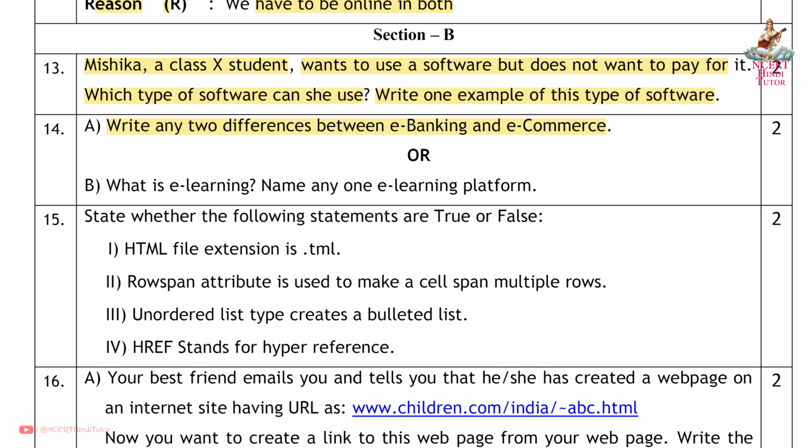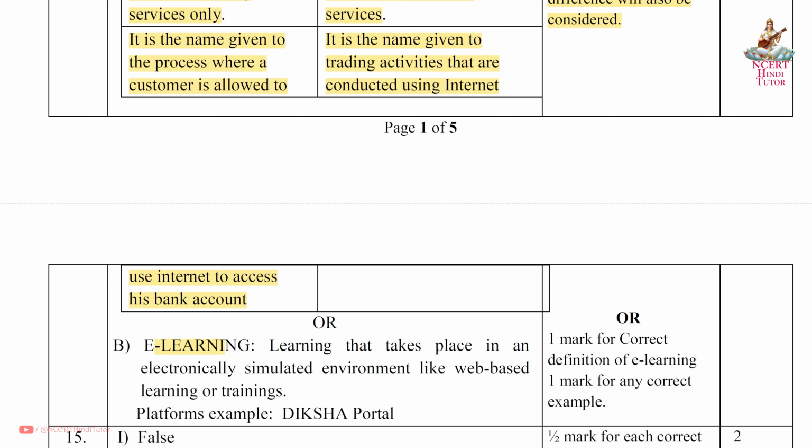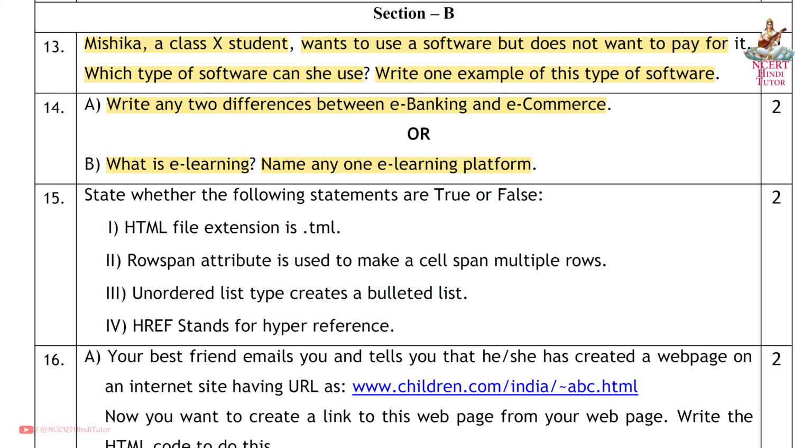Question 14b. What is e-learning? Name any one e-learning platform. Answer: e-learning, learning that takes place in an electronically simulated environment like web-based learning or trainings. Platforms: example, Diksha portal.